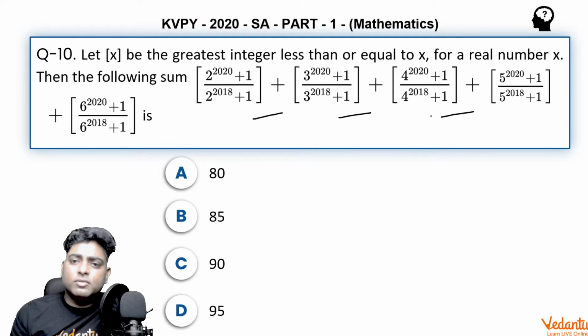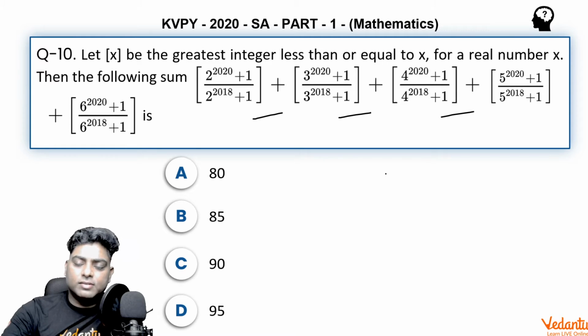In every term you can see the bases are changing, but the powers of the bases taken in numerator and denominator are the same. In every term the power in the numerator is 2020 and in the denominator is 2018, and one is added in the numerator and denominator. So we'll have to look at the general structure of the quantity lying inside the square bracket. The values of the bases vary from 2 to 6. The final sum is equal to, the options given are 80, 85, 90, 95.